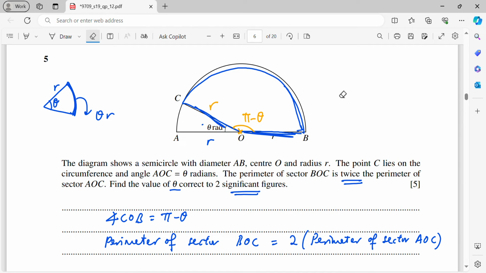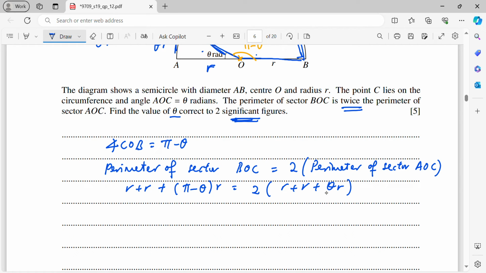So from here, I know that the perimeter of BOC is basically OB is R, plus OC also R, plus the angle pi minus theta times R, which is double the perimeter of sector AOC. OA is R, OC is R, then this arc length is theta R, because the angle is theta. So I will just write R plus theta R. Now we need to get theta correct to two significant figures. For the left hand side, 2R plus, now do expansion, then it is pi R minus theta R. For the right side, it is 2 of 2R plus theta R. Or I can just multiply directly: 2R times 2 is 4R.